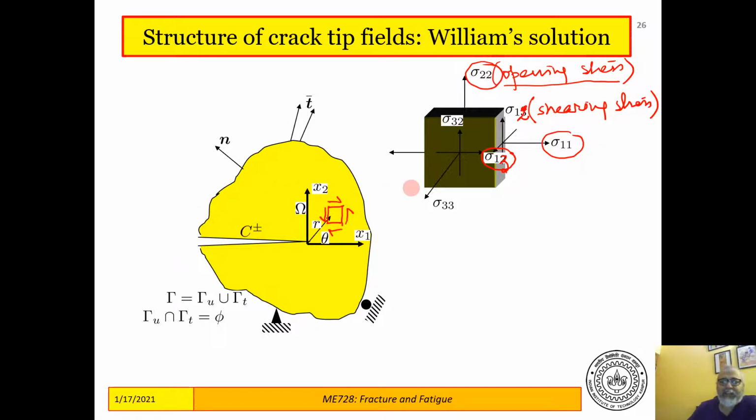We will stick to plane stress or plane strain. Mostly to plane strain, which means that this yellow body is infinite in the x3 direction. Plane stress would mean that the yellow body is very thin in the x3 direction, and the crack runs all through the body. It's a through crack. For the time being, we want to reduce this to a two-dimensional problem, so we consider a through crack which runs along the x3 direction, whose front runs along the x3 direction.